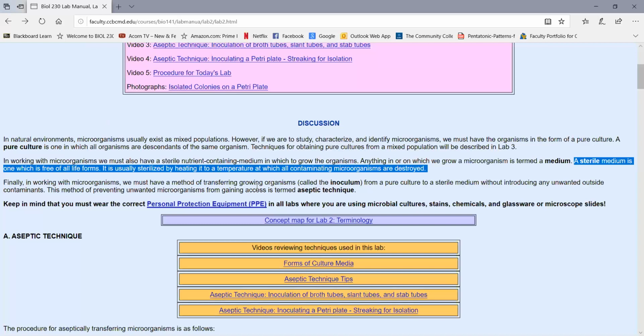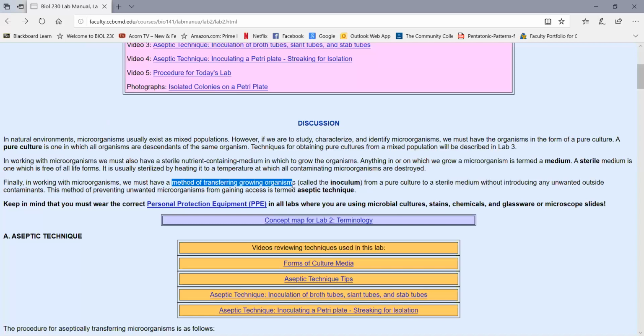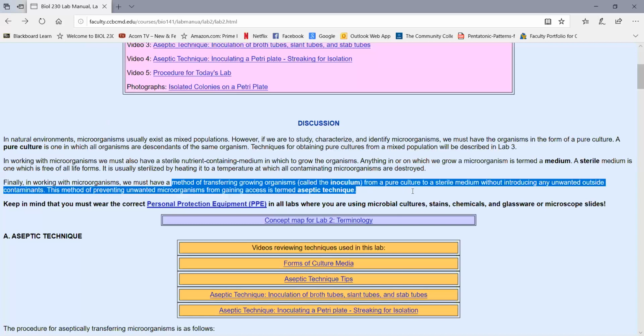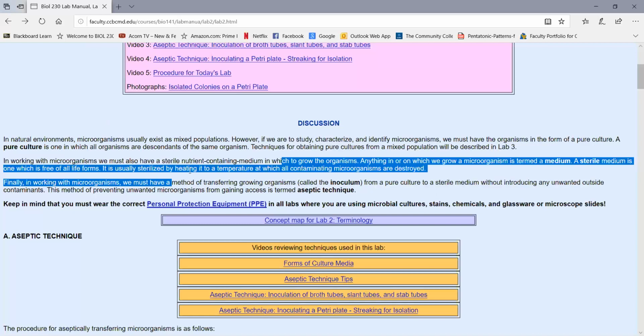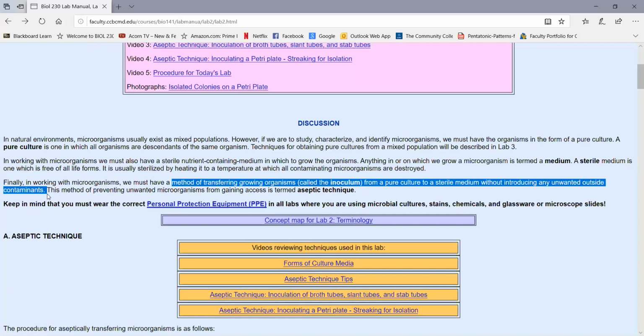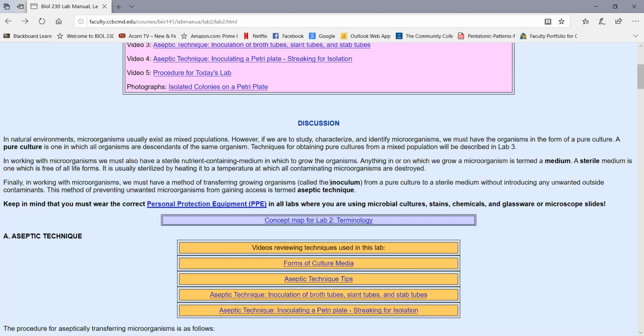And if we're going to work with microorganisms, we have to have a method of transferring the growing organisms from a pure culture to a sterile medium without introducing any unwanted contaminants. So the bacteria that we're going to be transferring, we call the inoculum, and the process is often called inoculation. And the method we use is aseptic technique, and that's simply a method of preventing unwanted microorganisms from gaining access.